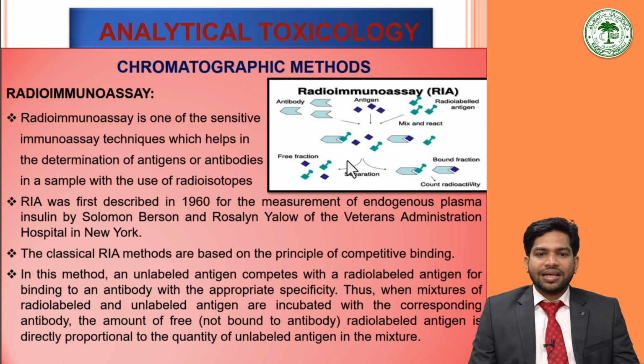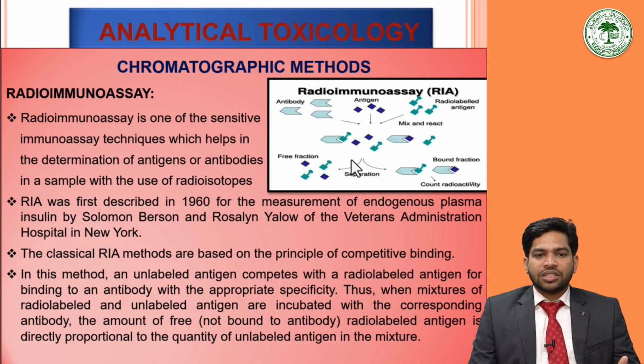How this happens can be understood in this picture. There is the natural antibody against the particular antigen, and the radio-labeled antigen for that particular antigen. Once all of them are mixed together, the antibody will join with the radio-labeled as well as the non-radio-labeled antigens, and some of them will not be joining, as they will not belong to this particular antibody.